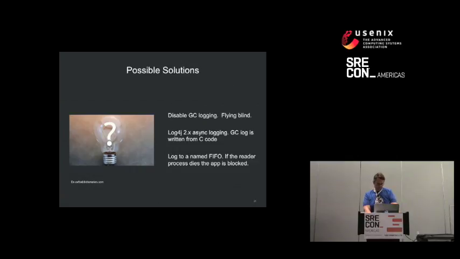So what do we do? We could disable GC logging, and then we have no idea what's going on. We are flying completely blind. So no thanks. There is a really neat thing that some people suggest at this point, which is log4j async logging.